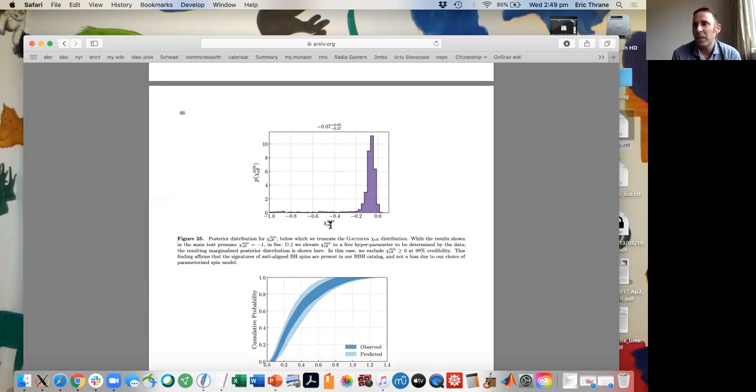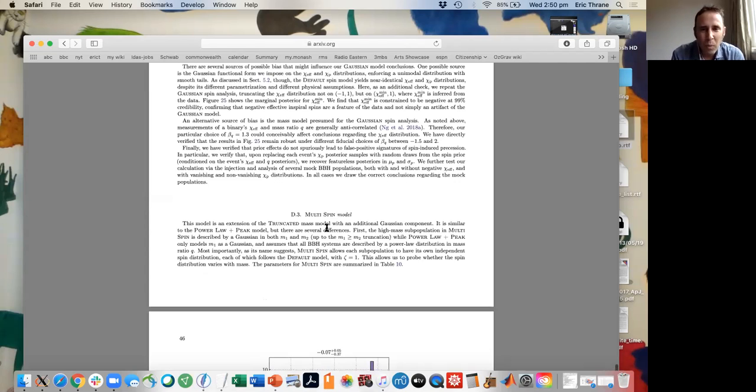For the non-specialists in the room, chi-effective and chi-p show up in gravitational waveform formulas. They're kind of weird combinations of spin parameters that wouldn't be intuitive if you weren't working with gravitational waveforms. So we do another analysis with different parameters, and we get consistent results, but the signal is most clear in this Gaussian model.